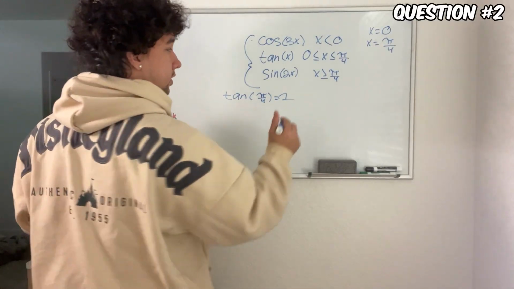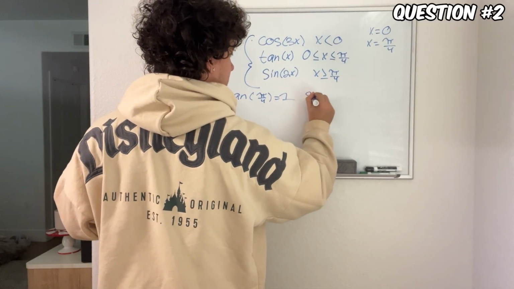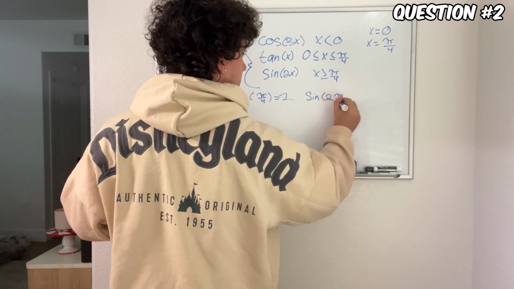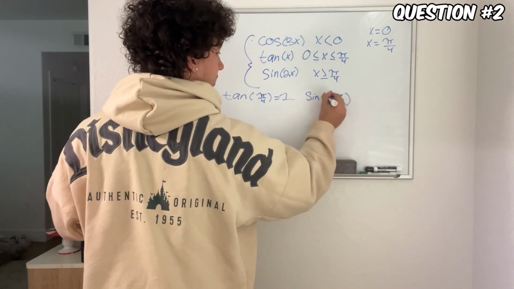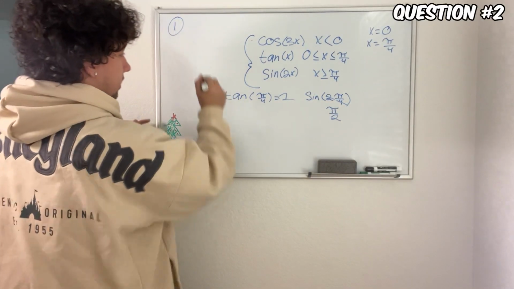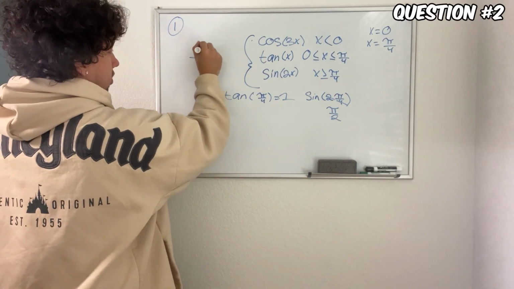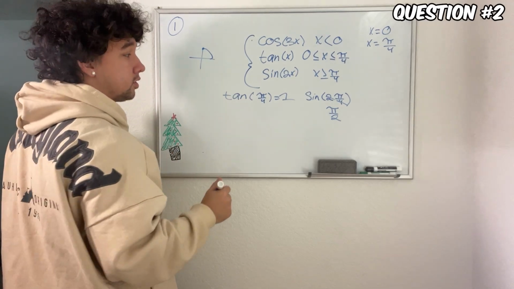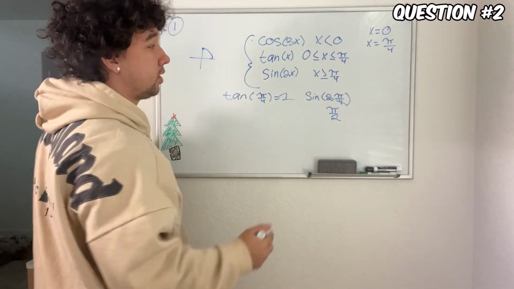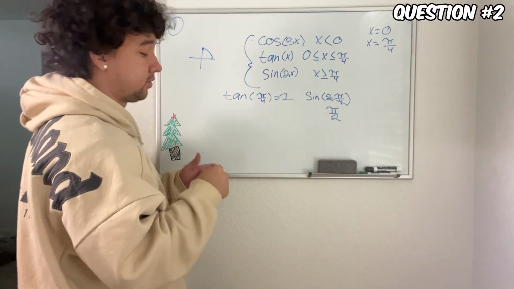Well, let's see what it is for sine now. So sine of 2 times pi over 4. These are going to cancel out, giving you pi over 2. Sine of pi over 2, well, that's 90 degrees. What's my y value at 90 degrees on the unit circle? 1. So in other words, I get tangent and sine equaling 1, meaning it's continuous at x equals pi over 4.